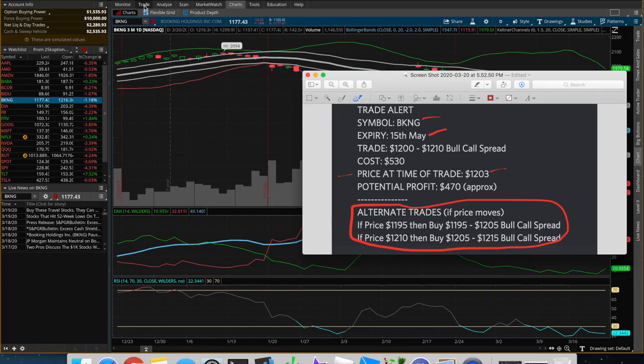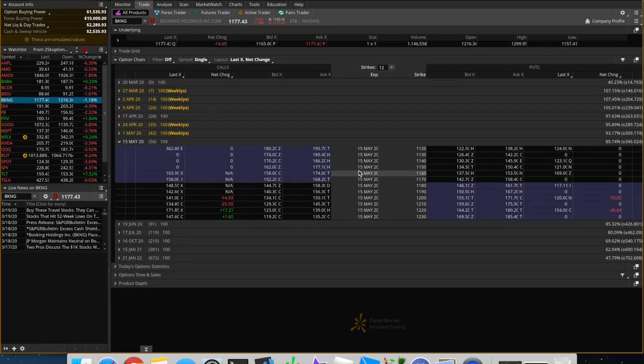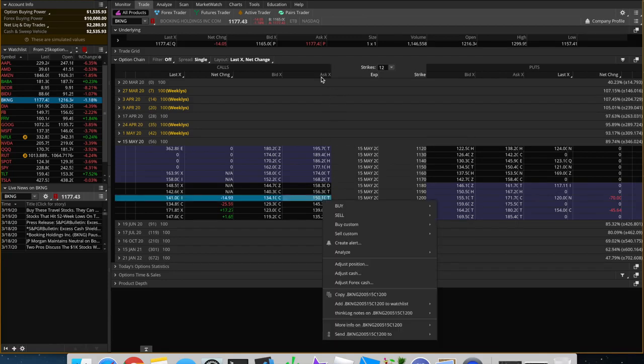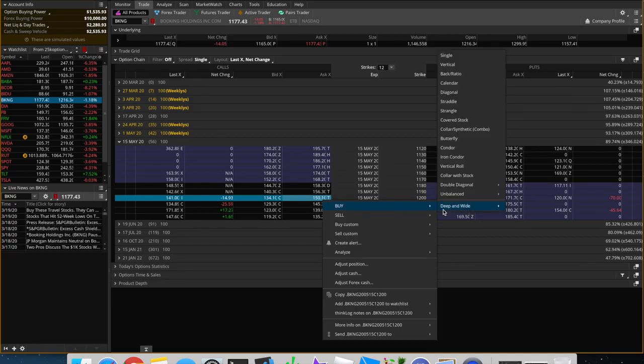So let's go to the trade tab, locate the 1200 call, and this is Thinkorswim specific. Right click on the ask column, because you always buy at ask, you sell at bid. Then click buy, then go all the way to vertical.